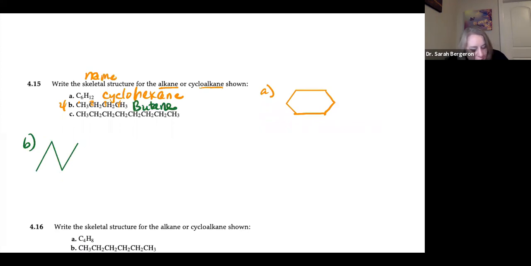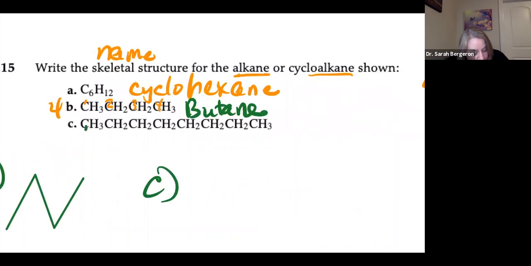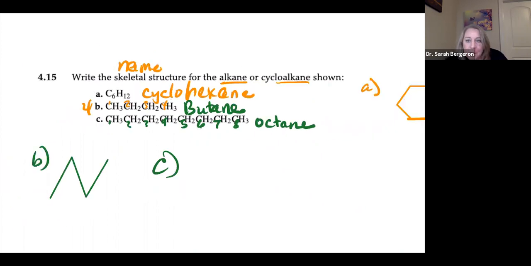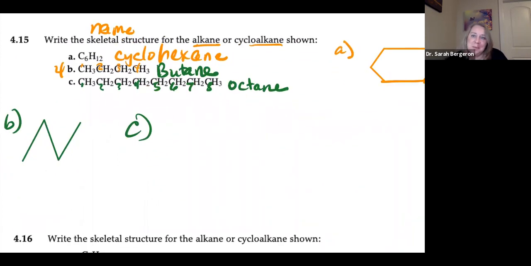All right, C. How many carbons do we have? Let's count them. 1, 2, 3, 4, 5, 6, 7, 8. 8. Remember, like an octopus has 8 legs. So this is octane, right? Or if you're a Spider-Man fan, my son is a big Spider-Man fan, so you know he fights Dr. Octavius, and Doc Ock or Dr. Octavius has 8 little arms and stuff.